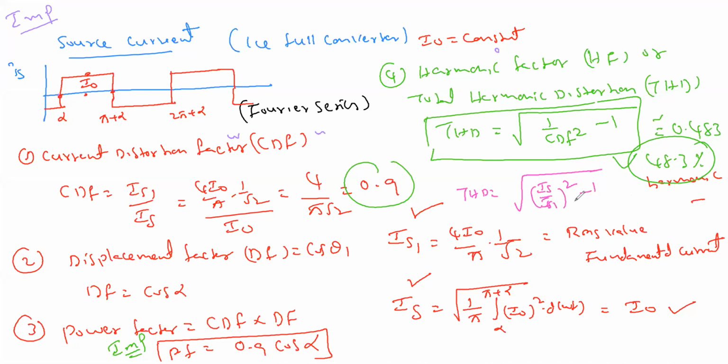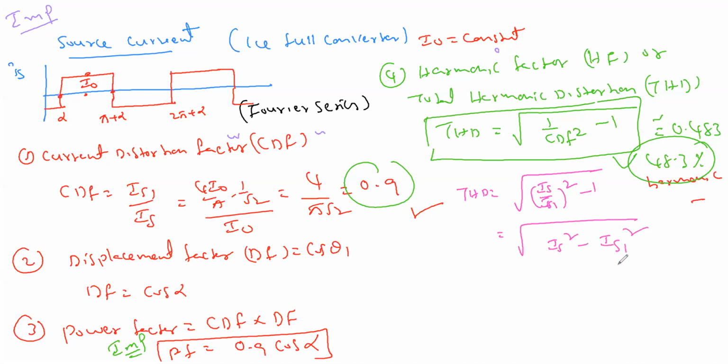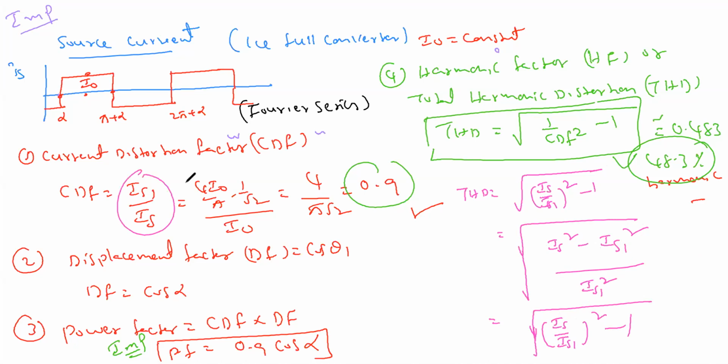Or rather, I would say here now, to understand more, THD को कैसे लिख सकते हैं? IS square minus IS1 square. IS में 1 होगा, 3 होगा, 5 होगा, 7 होगा, continuously हो जाएगा. उसमें fundamental subtract करो. With respect to fundamental, how much percentage? So that's what we are obtaining here now. Under root of IS by IS1 whole square minus 1. That's what IS1 by IS is, CDF. So CDF substitute करते. So this is how we'll be doing the things.